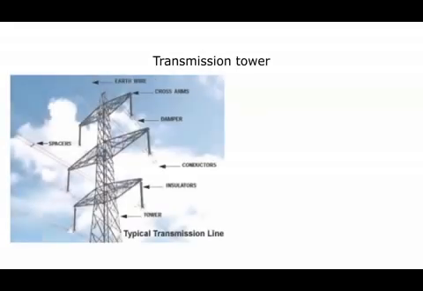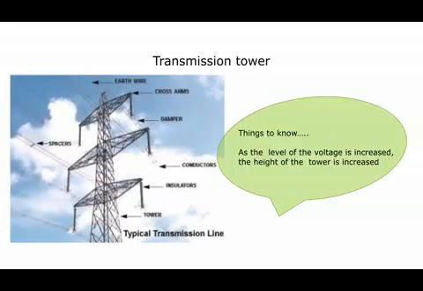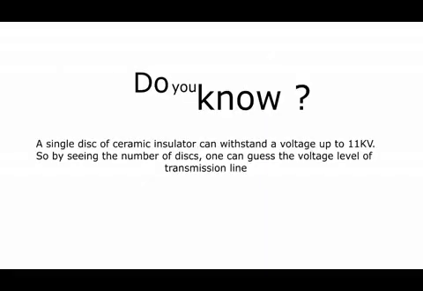Here you can see a typical transmission line. As the level of voltage is increased, the height of the tower is increased. So, from the height of the tower, one can have an idea of its transmission power. Do you know a single disc of ceramic insulator can withstand a voltage up to 11 kilovolts? So, by seeing the number of discs, one can guess the voltage level of the transmission line.